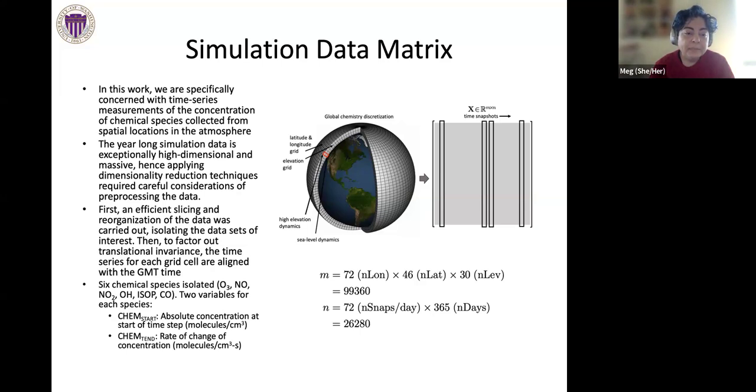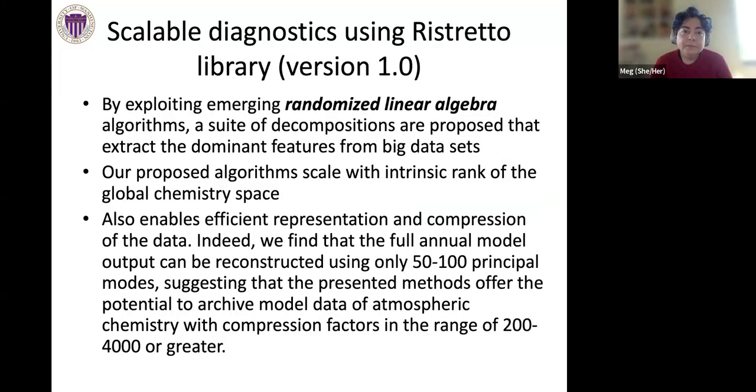We worked with 6 chemical species and 2 variables for each species. The chem start variable, which is the absolute concentration at the start of a time step of the chemical species, and the chem 10, which is a rate of change of concentration. These were of interest to Dr. Keller. The first part of my work is developing scalable diagnostics using the Ristretto library.